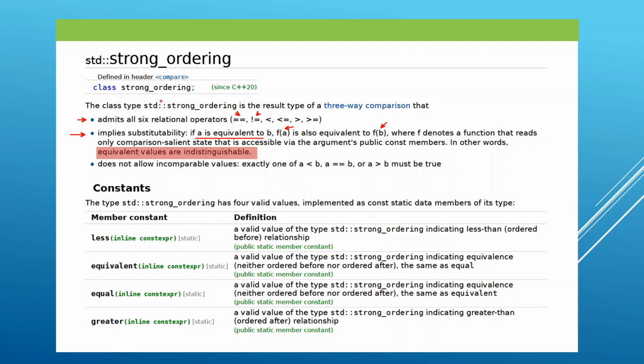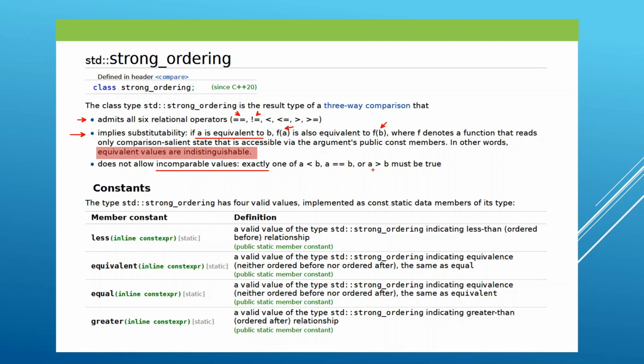Another feature of this type is that it does not allow incomparable values. We don't really understand this yet, but we will in a few slides ahead. Just note that it is possible to have a type and have incomparable values in that type. And when that's the case, if you compare A to B using equal, you're going to get a false.